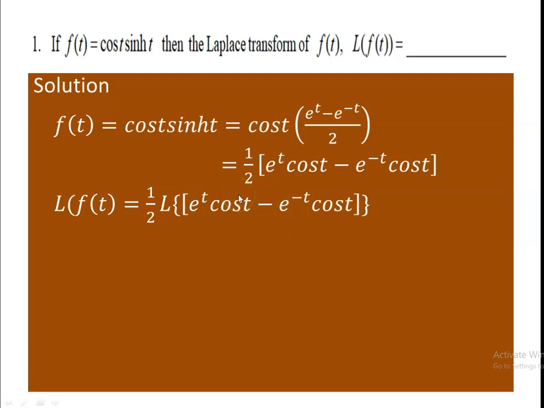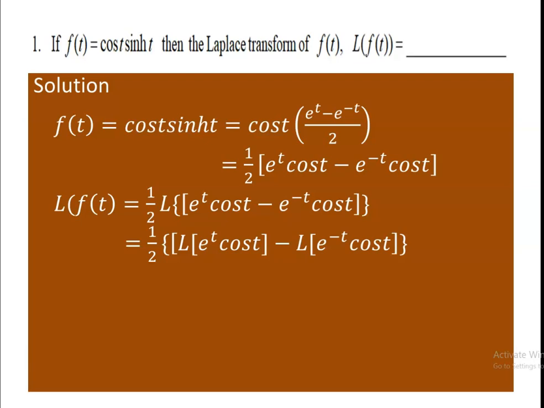Laplace undergoes the linearity property, so the Laplace of the difference of two functions is the difference of their Laplaces. Therefore, this is going to be 1 over 2 times the Laplace of e to the power of t cos t minus the Laplace of e to the power of minus t cos t. From the shifting property of Laplace, this is going to be the following.